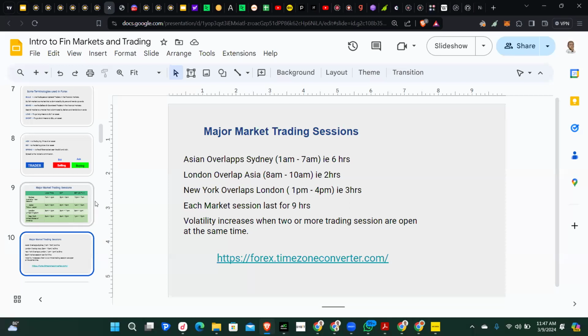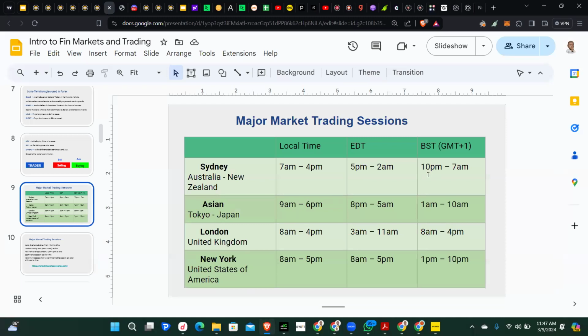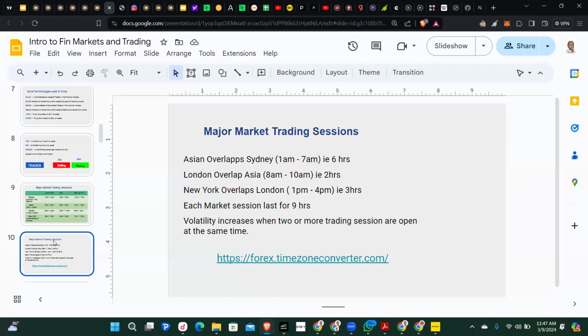So now let's look at some of the overlaps. Asia overlaps with Sydney. Remember, Sydney opens by 10 and closes by 7. The Asian session opens by 1 a.m. and closes by 10 a.m. So from 1 a.m. to 7 a.m., there is an overlap of about 6 hours. So these two sessions will be trading together for about 6 hours.